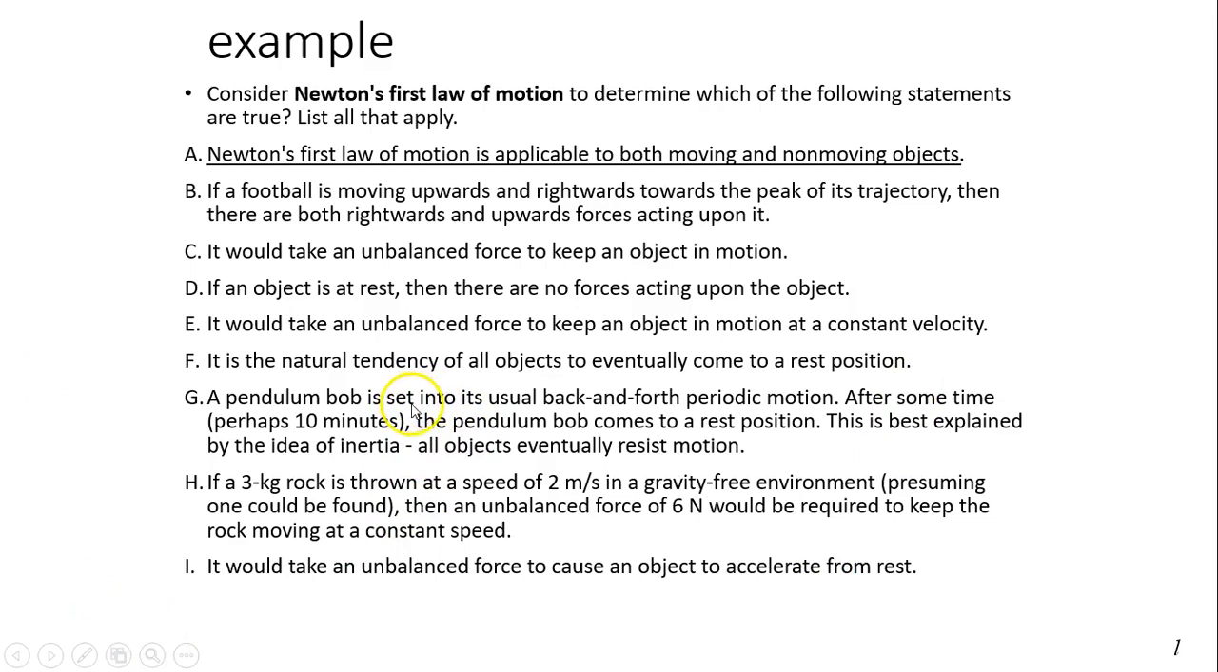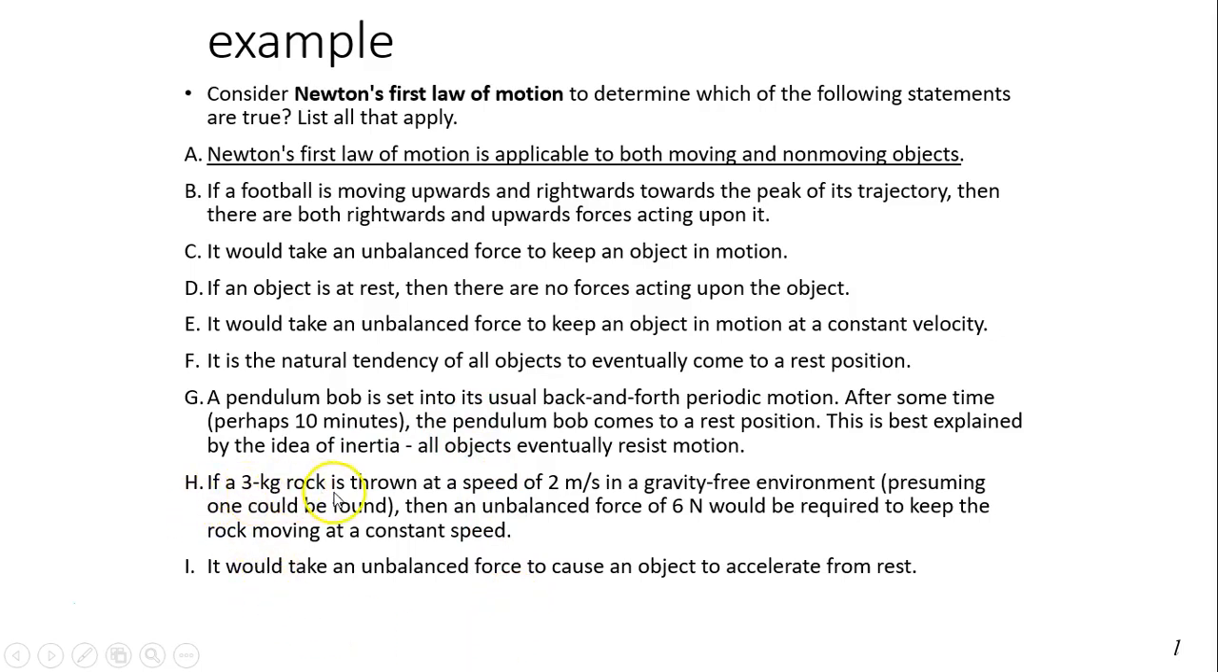G, a pendulum bob is set into a usual back and forth periodic motion. This is like a grandfather clock. It keeps going, and eventually you know it comes to a stop. It stops because of air resistance. It's not because of inertia. If there is no air resistance, that clock will continue going. That pendulum will continue going.